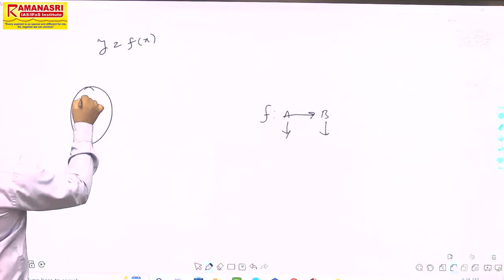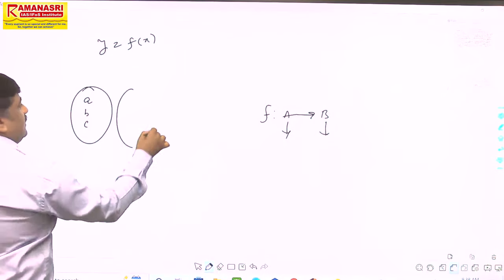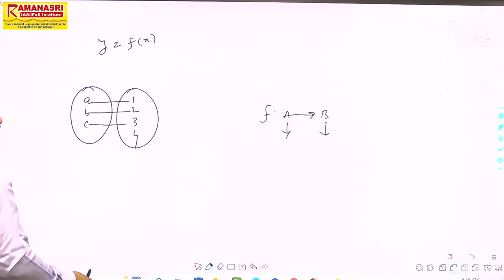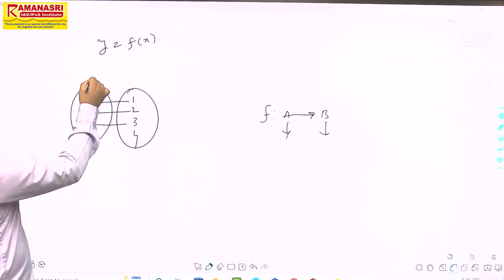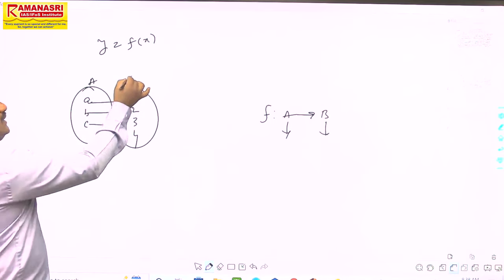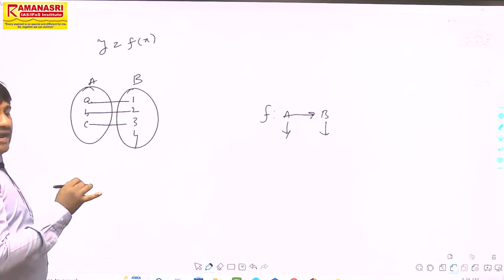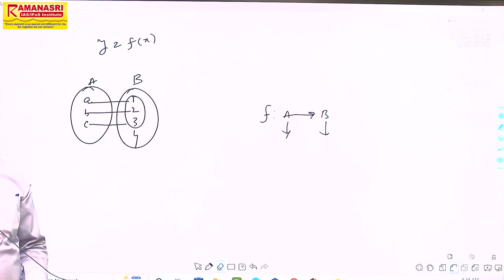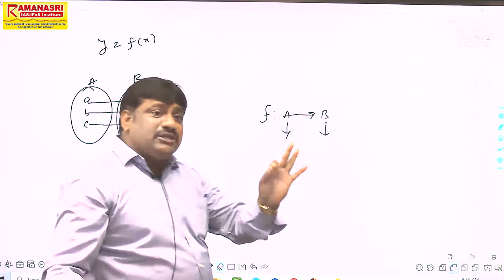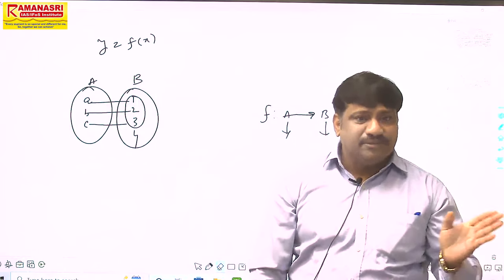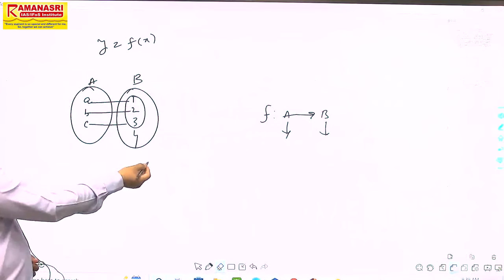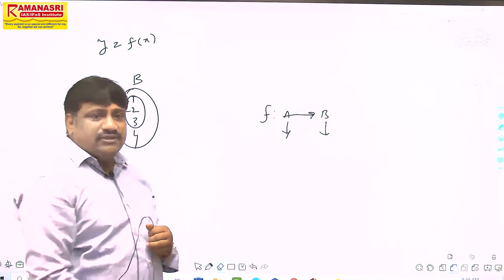To understand, I put A, B, C here and 1, 2, 3, 4 here. Suppose I made a mapping like this, suppose this function. This is the domain. The domain is called what? The set A, B, C. This is the codomain, 1, 2, 3, 4. And what are the mappings that come? These elements will come under the range. That's it. Range is always a subset of or equal to the codomain. Understand? The range of this function is what? Only 1, 2, 3, 4, always a subset of or equal to.